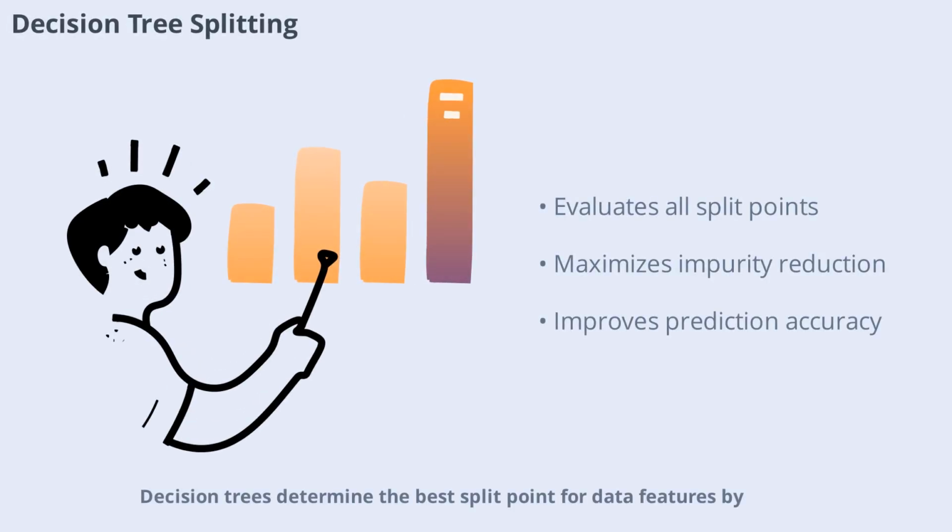Decision trees determine the best split point for data features by evaluating every possible split across all features to maximize impurity reduction. For classification, they minimize Gini impurity or entropy, while for regression they minimize child node variance, often measured by MSE. For example, a streaming service might split users based on how many days they were active in the first week, finding the split that best separates active from inactive users. This process helps the tree make more accurate predictions.